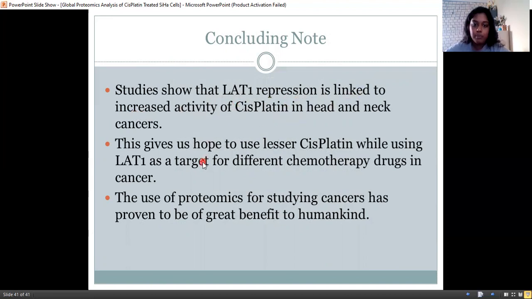And this actually gives us hope to use less cisplatin while using LAT1 as a target for different chemotherapy drugs in cancer. So as cisplatin has many different side effects, it will be better if we use lesser amounts of cisplatin and have better efficiency at killing the cancer cells. So hence we can see that the use of proteomics for studying cancer and in cancer biology has been a great benefit to mankind. Thank you very much.